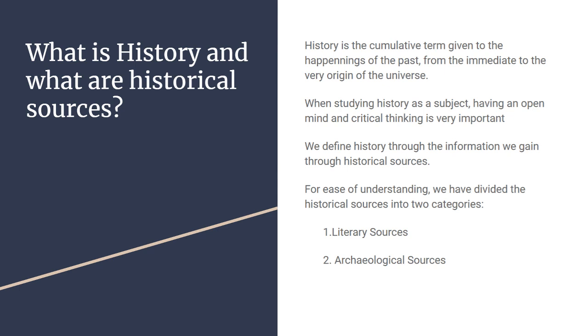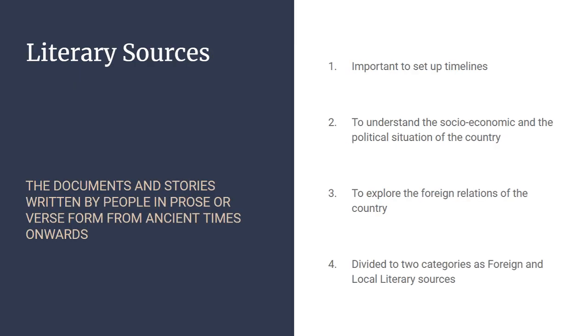We define history through information we gain through historical sources. These include stories and folk tales to inscriptions and ruins. Historians use these to make assumptions and prove them through cross verification. For ease of understanding, we have divided the historical sources into two categories: literary sources and archaeological sources. Literary sources are the documents and stories written by people in prose and verse from ancient times onwards.